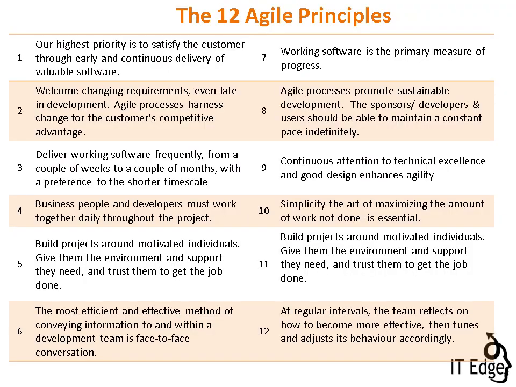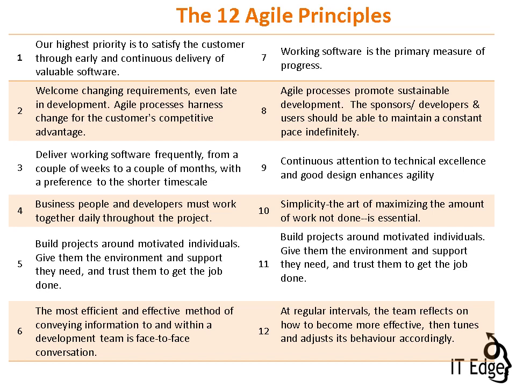The 12 Agile principles are a set of guiding concepts that support project teams in implementing Agile projects. 1. Our highest priority is to satisfy the customer through early and continuous delivery of valuable software. 2. Welcome changing requirements, even late in development. Agile processes harness change for the customer's competitive advantage. 3. Deliver working software frequently, from a couple of weeks to a couple of months, with a preference to the shorter timescale. 4. Business people and developers must work together daily throughout the project.